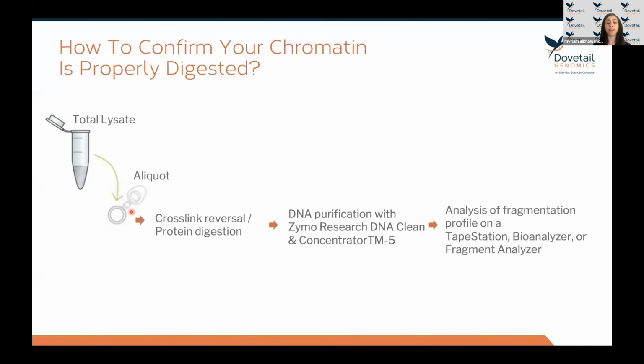You will first take an aliquot of the total lysate that you recovered after cell lysis at the end of stage 1. The remaining lysate will be stored back at -80. This is the lysate that you will use to proceed further. This aliquot is essentially cross-linked chromatin. So the first thing we'll do is reverse the cross-links, degrade the proteins with proteinase K, purify the DNA, and then we will run the DNA on an analysis instrument. You can use TapeStation, Bioanalyzer, or Fragment Analyzer to assess a digestion profile.